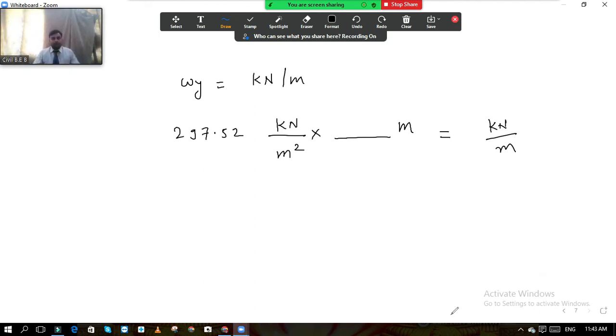Okay, so I hope now you understood this. We have intensity, which has a unit of kilonewton per meter square. If you multiply it by a length in meters, then looking at the unit conversion, kilonewton per meter square into meter, we will get a value in kilonewton per meter. That is what we want to do.